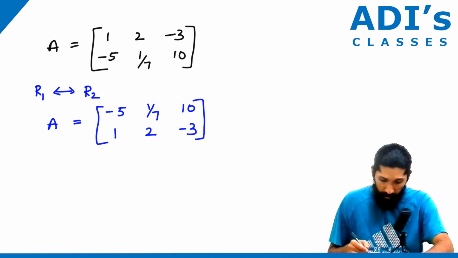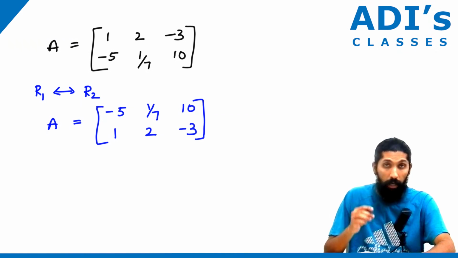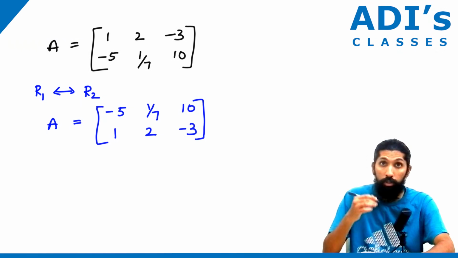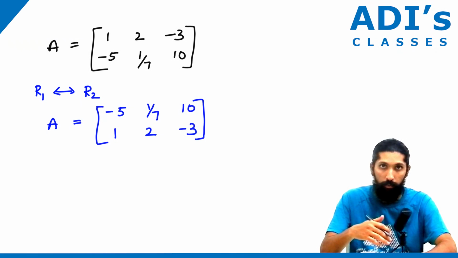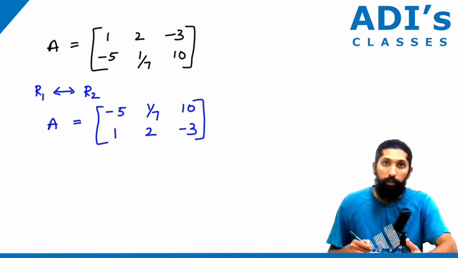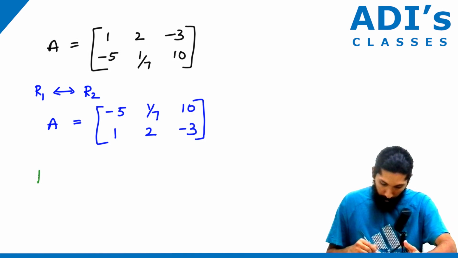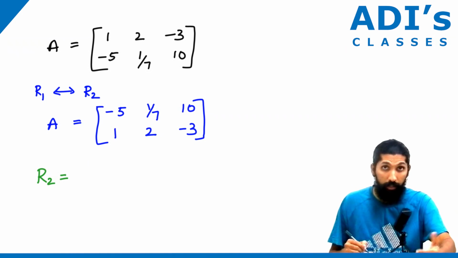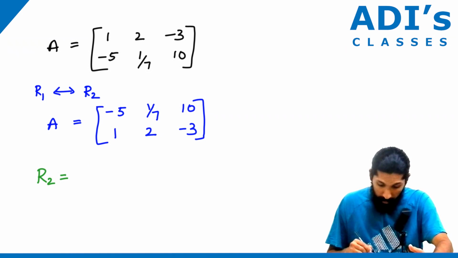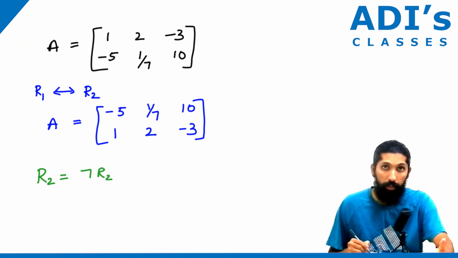The second type of transformation we can do. Every time, I'm going to take the original matrix, not the changed one. Now, we'll take R2 is equal to, say, okay, instead of taking division, I'll do multiplication. I'll say 7 times R2. You're just changing it.